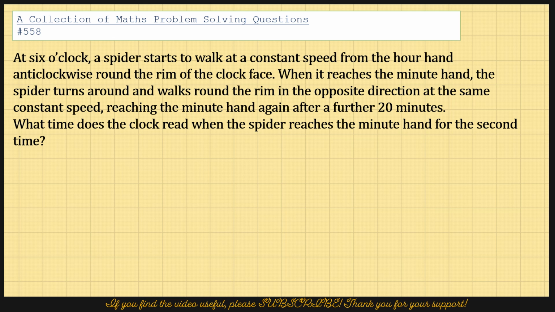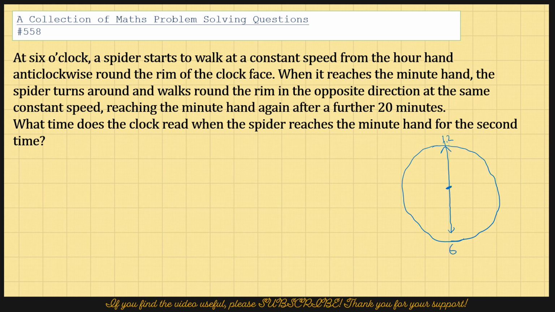At 6 o'clock, a spider starts to walk at a constant speed from the hour hand anticlockwise round the rim of the clock face. So if I may draw a rough drawing of a clock face, this would be the hour and minute hands. That's a minute hand, 12 and 6.